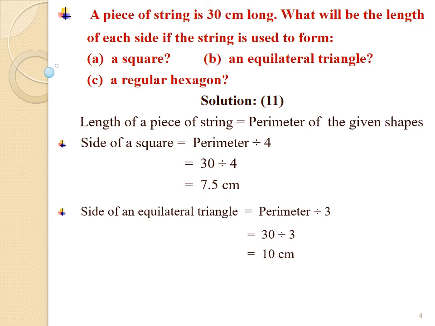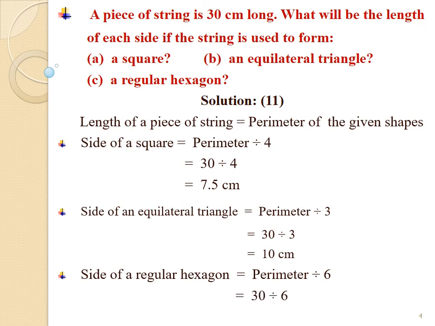Now, solution of sum C. Side of a regular hexagon equals perimeter divided by 6, equals 30 divided by 6. Now dividing 30 by 6 we get 5. Thus the side of a regular hexagon is 5 centimeters.